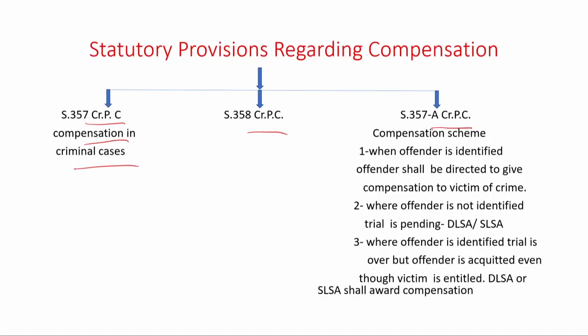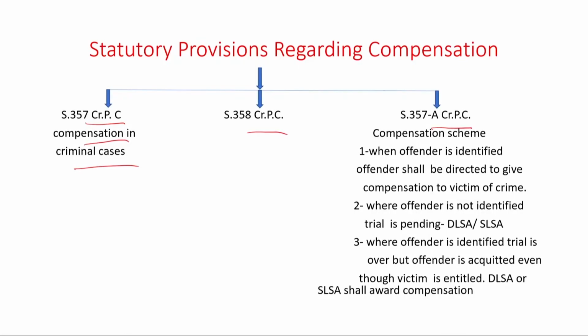Now come to section 357A CRPC, which talks about the compensation scheme, which I have already highlighted. Where the offender is identified, arrested, and trial begins, the trial court may award interim compensation. You need to remember that unless the case is finally disposed of by the trial court, compensation cannot be awarded by the court. So where the matter is pending before the court, the trial court may award interim compensation to the victim of crime. This is the first situation.